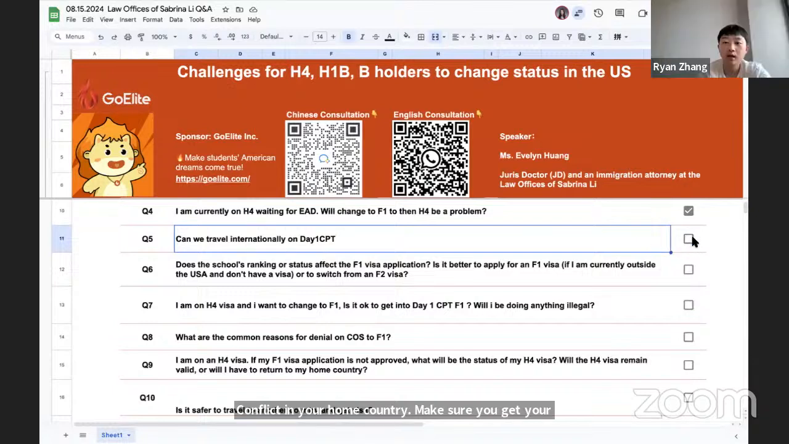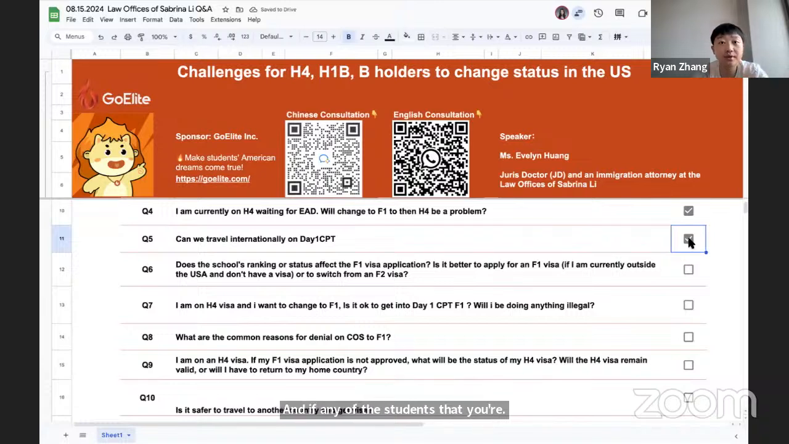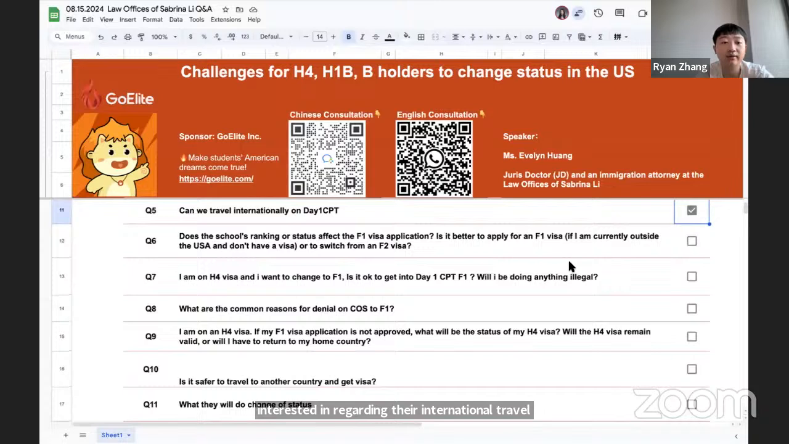For sure. And for any of the students who, for example, are already F1 students or are wanting to explore change of status and also want to do international travel, I highly recommend you scan the code to talk to our consultants for free, or directly reach out to the university you're interested in regarding their international travel policies. That can provide you with more free resources you can consider before you actually go. All right, and move on.